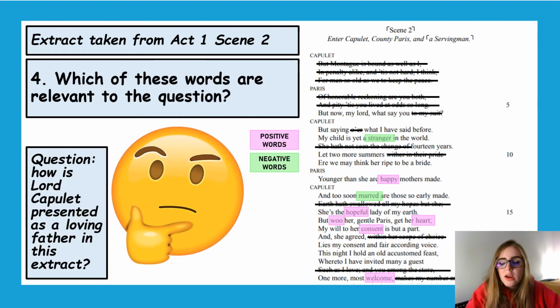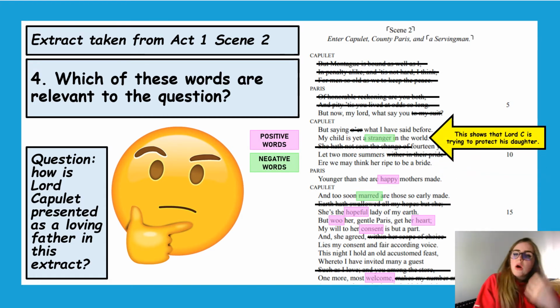Okay. Now let's think which of these words is relevant to the question. So for example, we might have a look at "hopeful", that idea that he's saying that she's this hopeful lady, Juliet's fantastic. And if he's being positive about his daughter, he's more likely going to be presented as a good father, as a loving father in this extract. But if we maybe look at some of the other quotes, like "stranger in the world", although "stranger" is a negative word, he is actually saying it in a way that's going to protect her. Okay, so we'll move on in a second. Okay, right, let's go forward then.